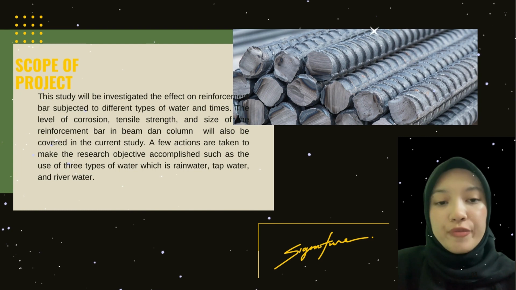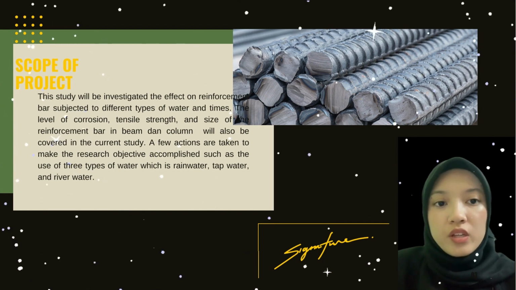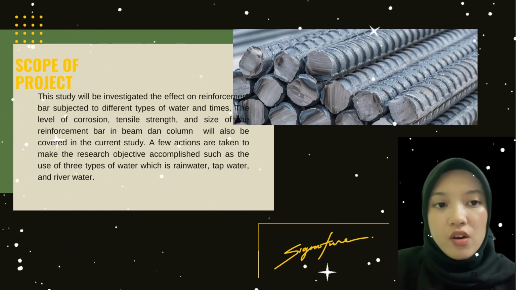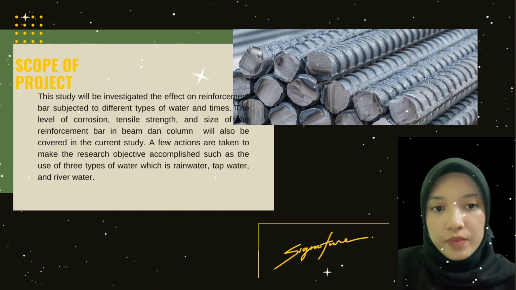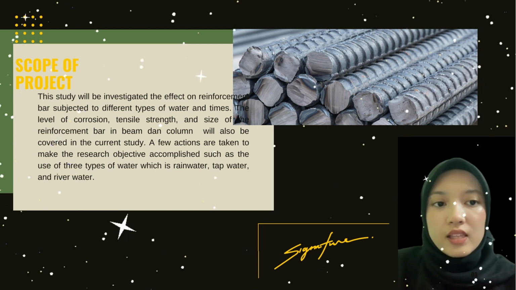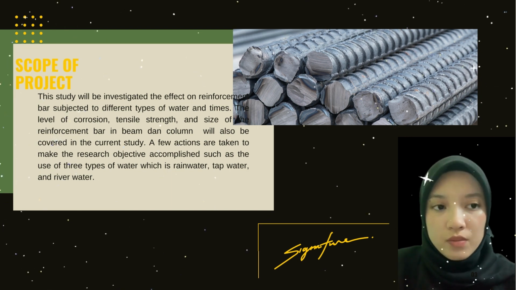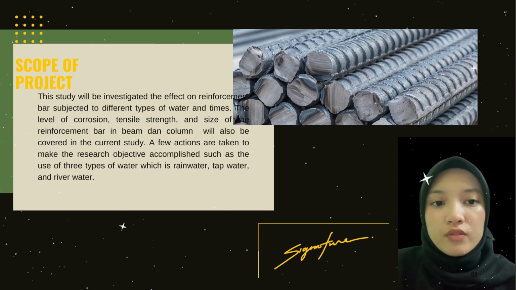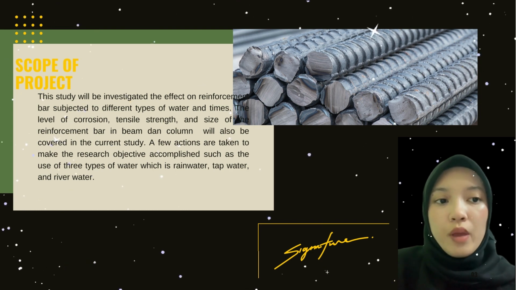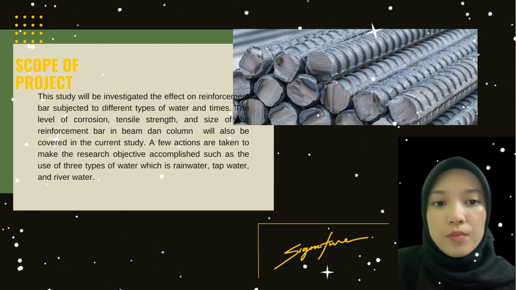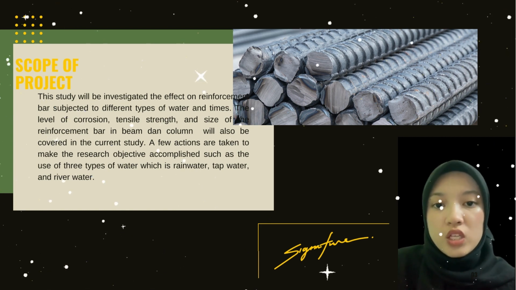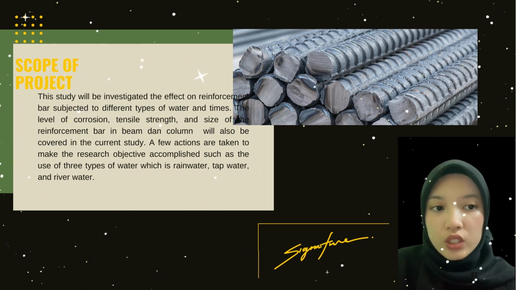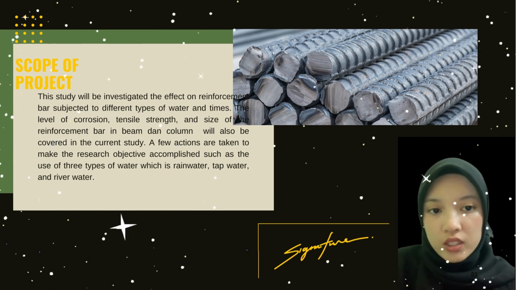Next, the scope of the project. This study will investigate the effect on the reinforcement bar subject to different types of water and time. The corrosion effect and tensile strength of the reinforcement bar will also be covered in the current study. A few actions are taken to accomplish the research objective, such as the use of three types of water, which are rainwater, tide water, and river water.